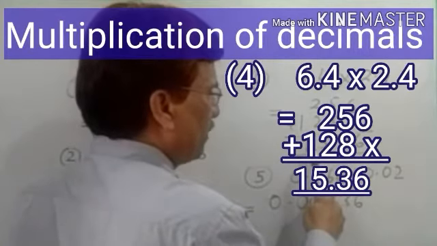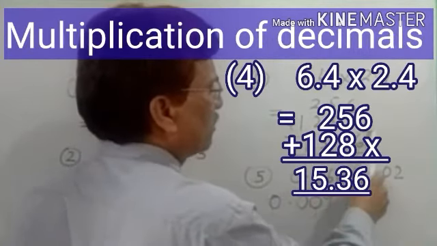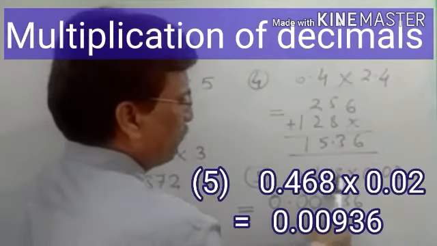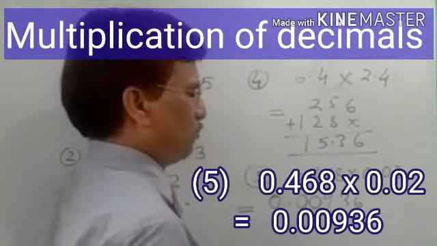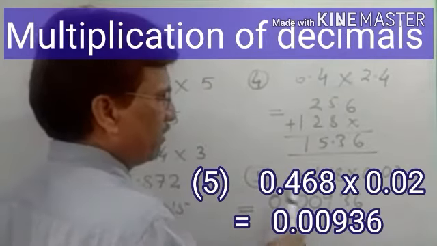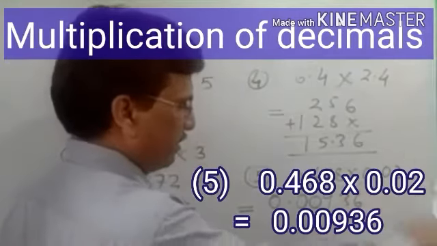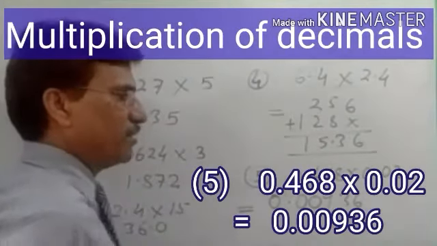So it becomes 15.36. Okay. Now last example, example 5. 0.468 into 0.02. First we multiply 468 by 2. We get 936. Now we have to put the decimal.